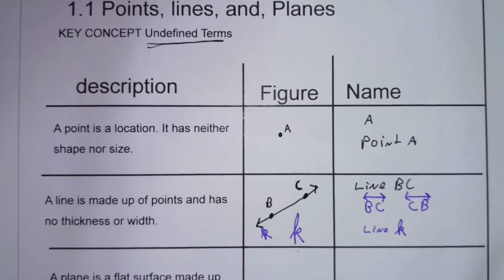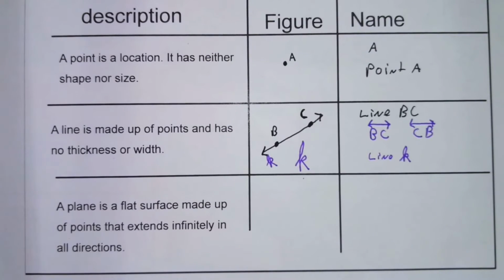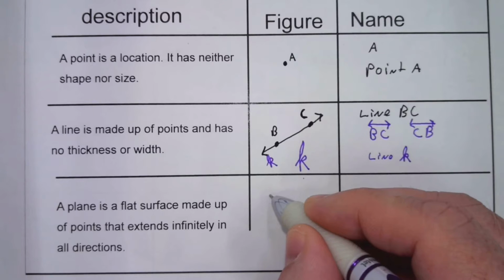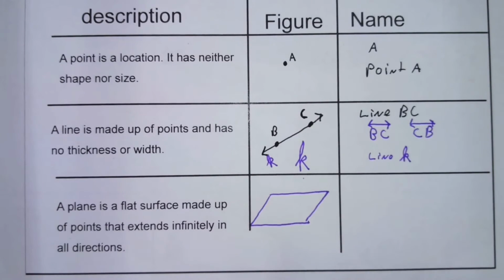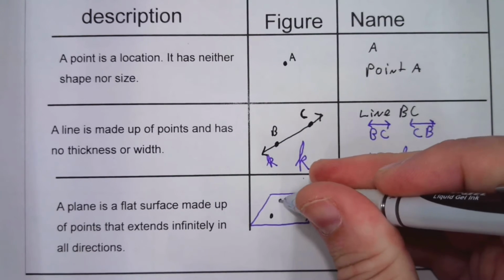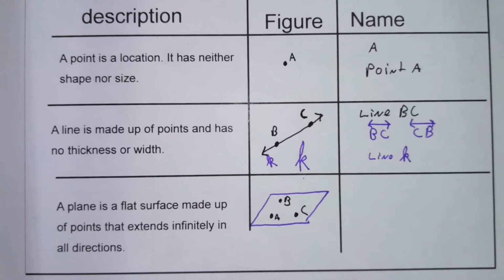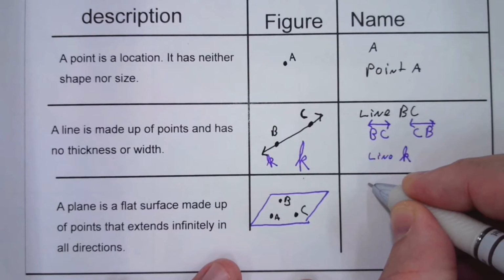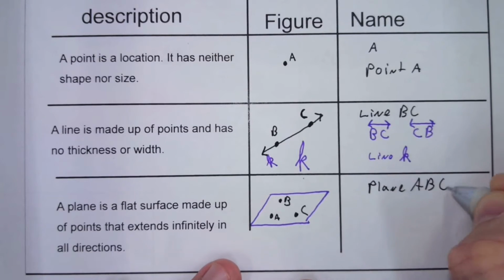Okay, a plane. A plane is a flat surface made up of points that extends infinitely in all directions. Well, this is really hard to draw. So a lot of times what they do is they just draw a shape like this. Okay? And so a lot of times what they do is I put 3 points. A, B, C. Okay? And when they name this, they're going to name this like plane A, B, C. Now, order doesn't matter.